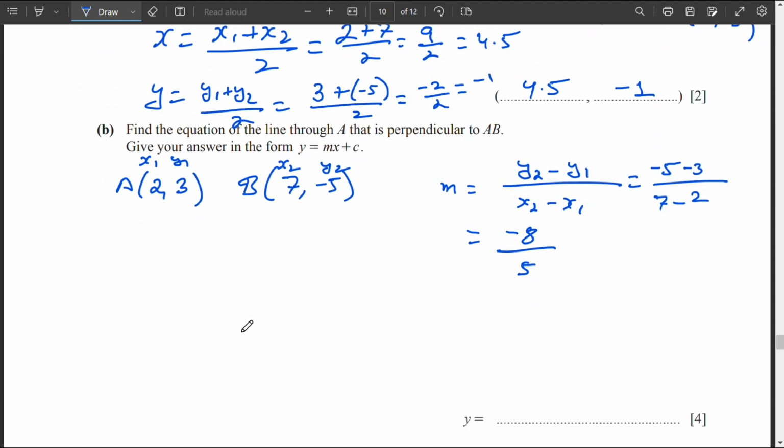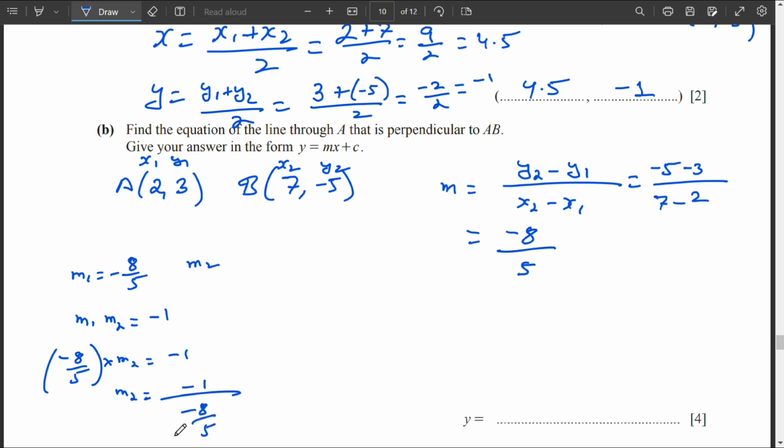Okay, so we have got the slope of AB. But we have to find an equation which is perpendicular to this line. So take this as m1 is minus 8 by 5. You have to find m2. We know that for perpendicular lines the product m1 m2 equals minus 1. So minus 8 by 5 into m2 equals minus 1. So what will be m2? m2 will be minus 1 upon minus 8 by 5. Minus minus will become positive, so this is 5 by 8. So the slope over here is 5 by 8.